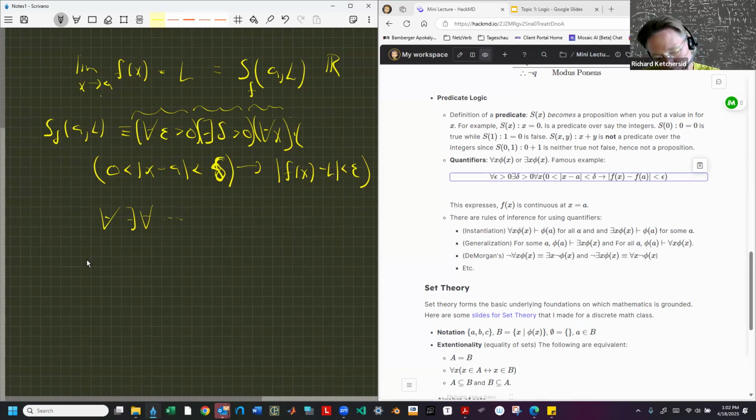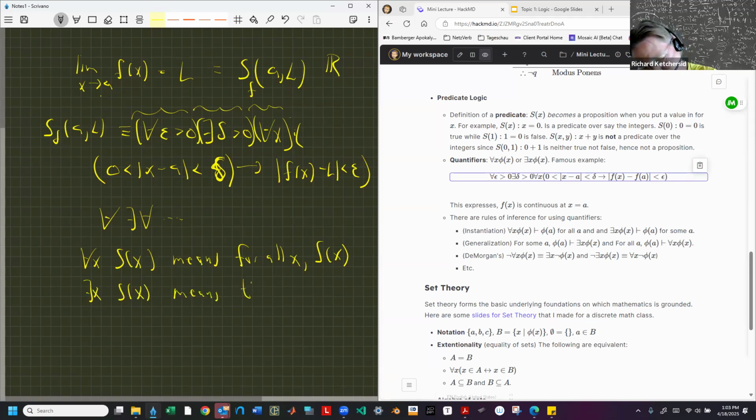Just to be clear, let me write this out so we have it once. For all x, S of x, means for all x, S holds at x. That's what it means. And there exists x, S of x means there exists x such that S of x. I'm getting my S's and F's mixed up. So for all and there exists are these quantifiers right here.